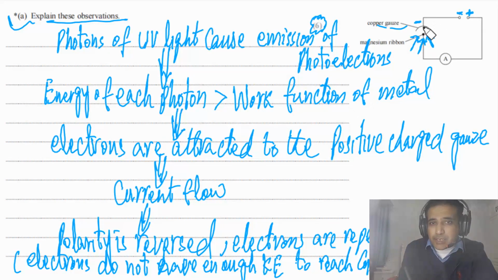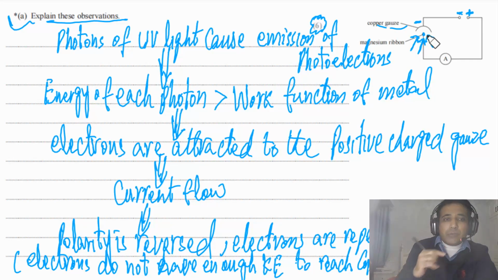When this side is positive, meaning copper gauze is positively charged, these emitted electrons are attracted towards copper gauze and they create current in the circuit. And when we change the polarity, there is a repulsive force that will repel electrons, or we can say electrons do not have enough kinetic energy to move across the gap between magnesium ribbon and copper gauze. So these 6 points you can write down.